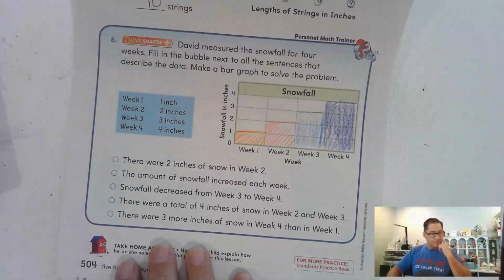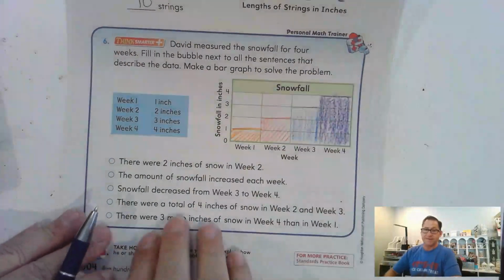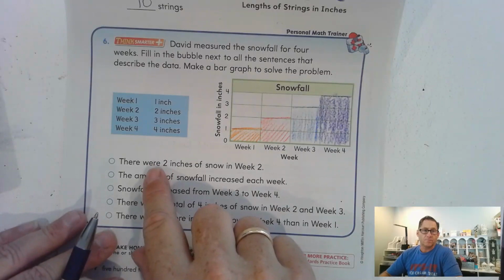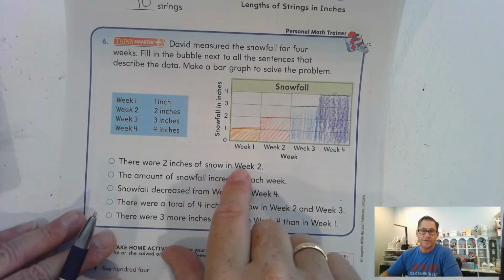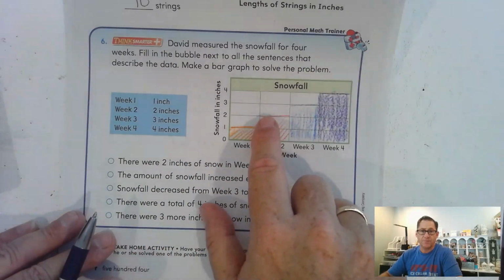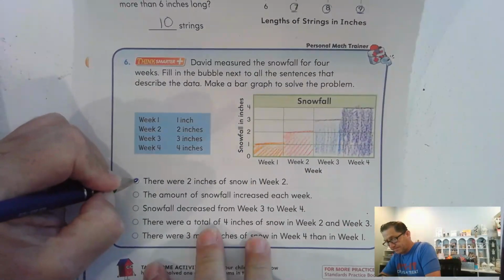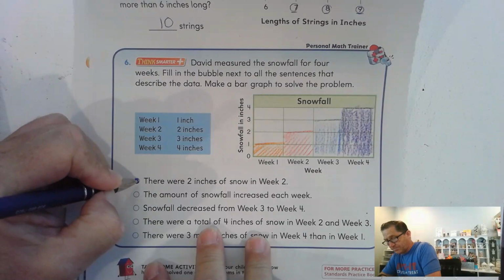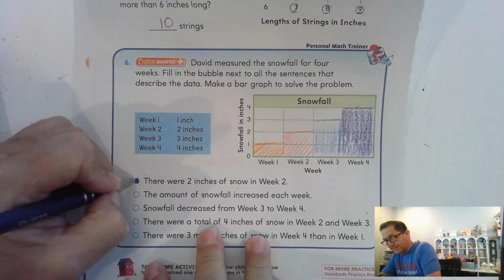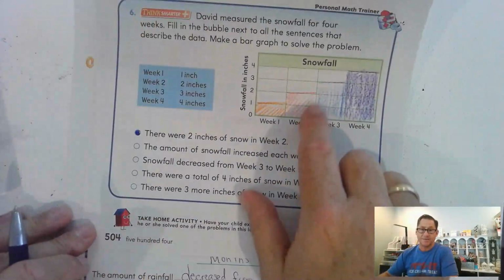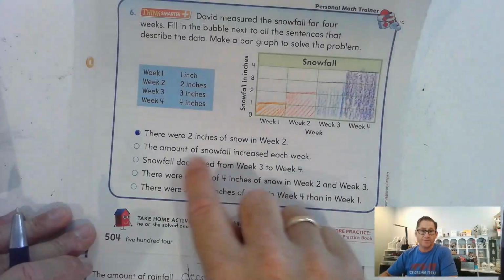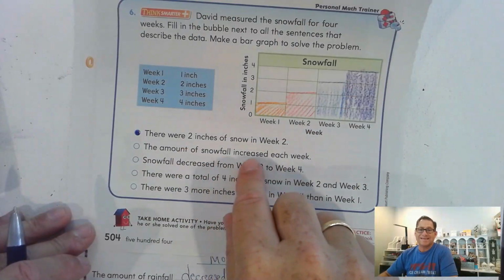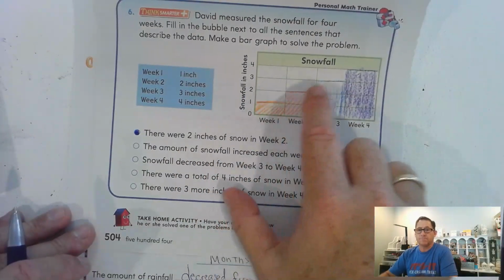All right. So now let's look at our data. It is increasing every week, right? So were there 2 inches of snow in week 2? Go to week 2, see where the bar ends. It ends at 2. It's true. So fill in the bubble next to all the sentences that describe the data. Yes, there were 2 inches of snow in week 2. The amount of snowfall increased each week. Yep.